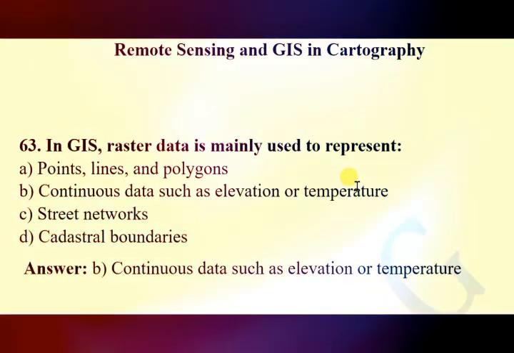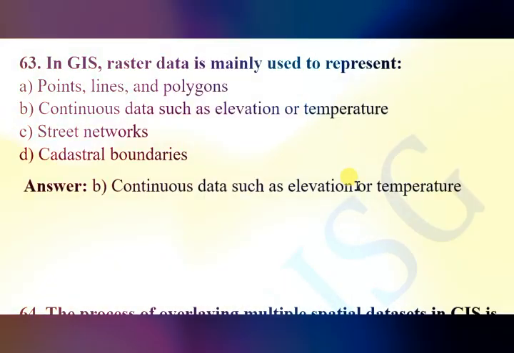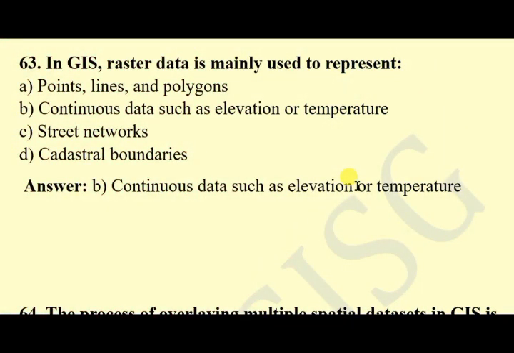And the category remote sensing and GIS in cartography. In GIS, raster data is mainly used to represent points, lines, polygons, continuous data such as elevation or temperature, street network, cadastral boundaries. Here the right answer will be continuous data such as elevation or temperature.